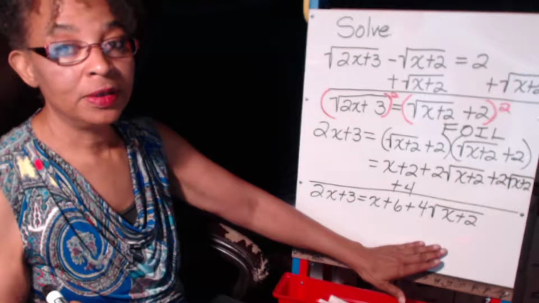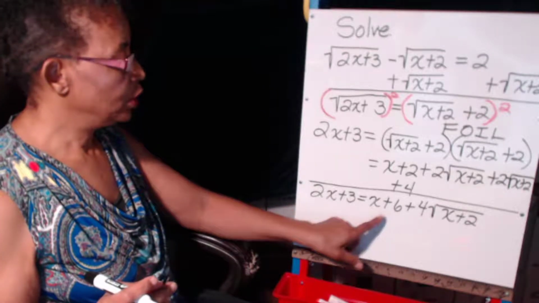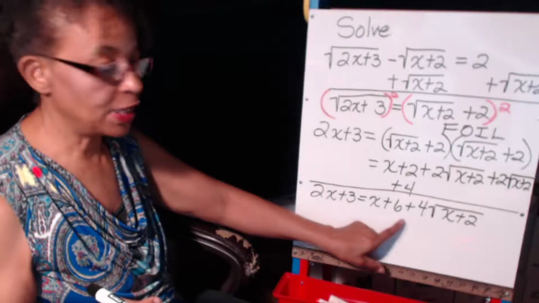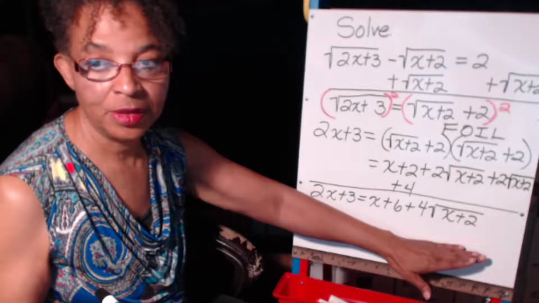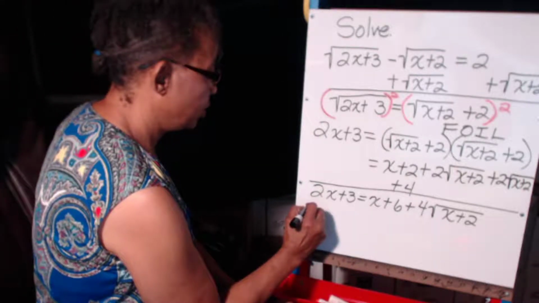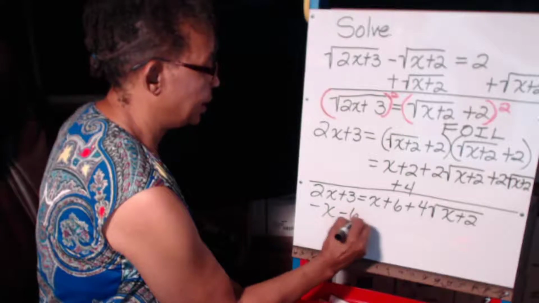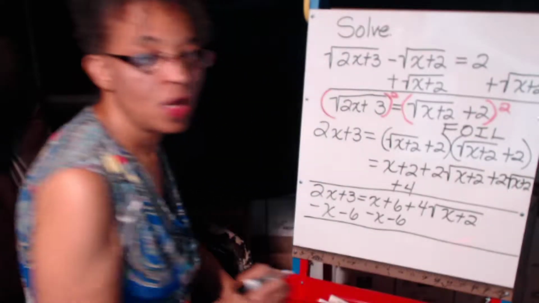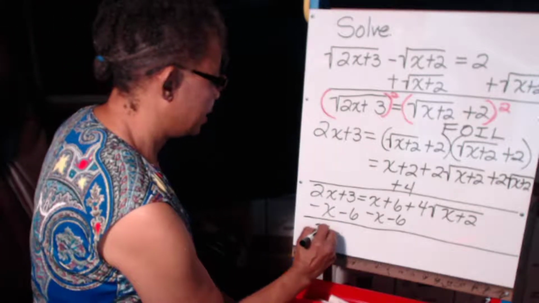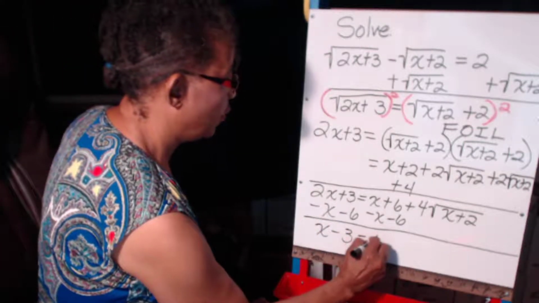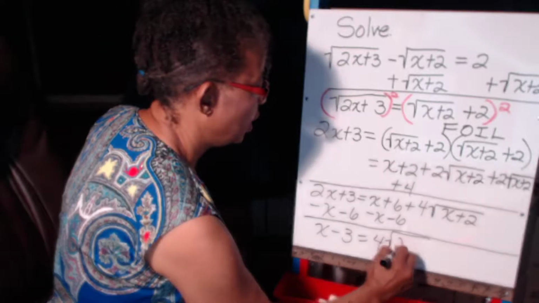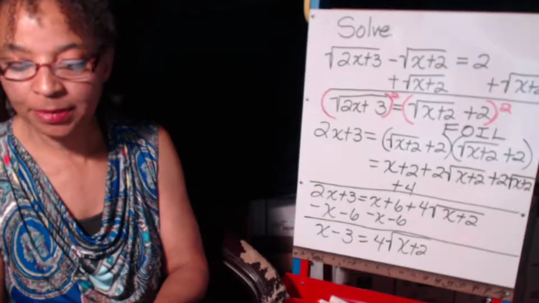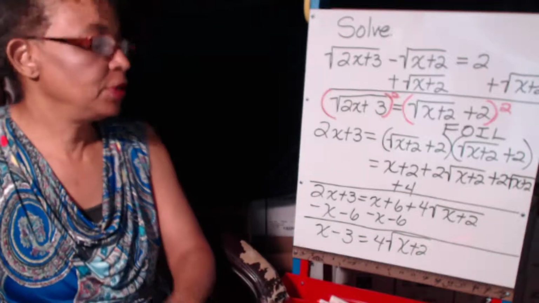But now one of the things that we have to do is we're going to subtract x from both sides, and we're going to subtract 6 from both sides. We want to isolate this radical by itself again. So subtracting x and subtracting 6, we now have x minus 3 equals 4 times the square root of x plus 2.